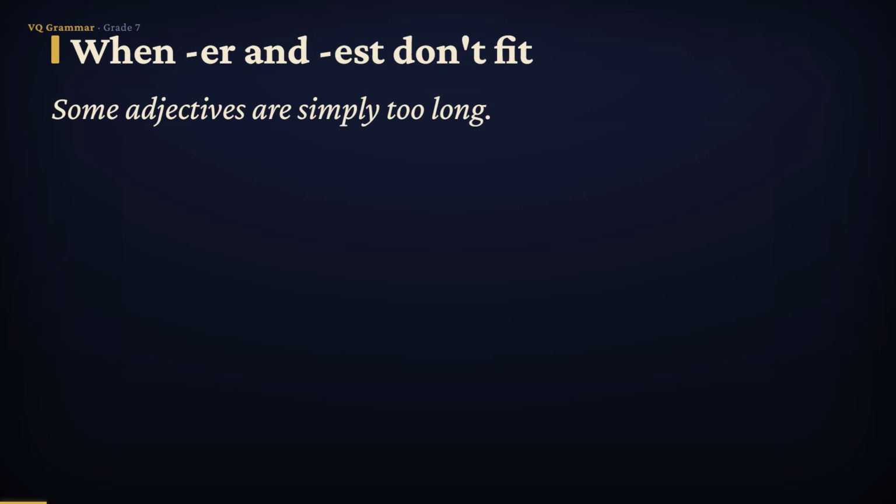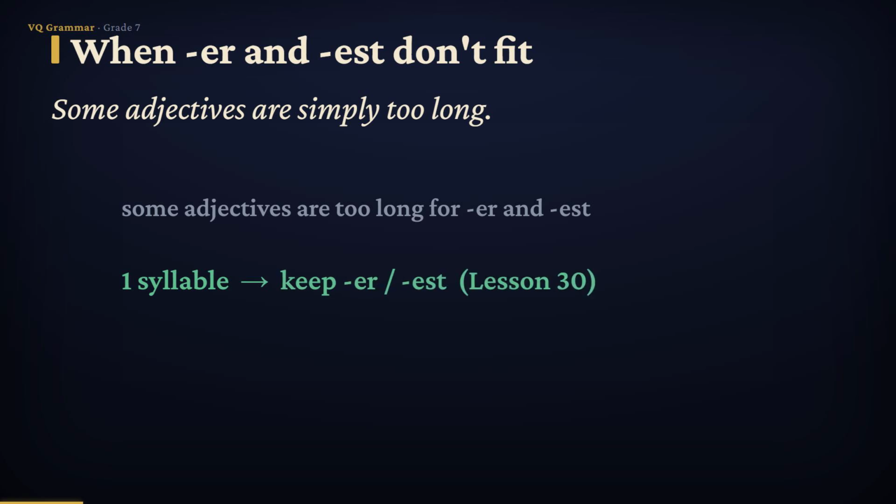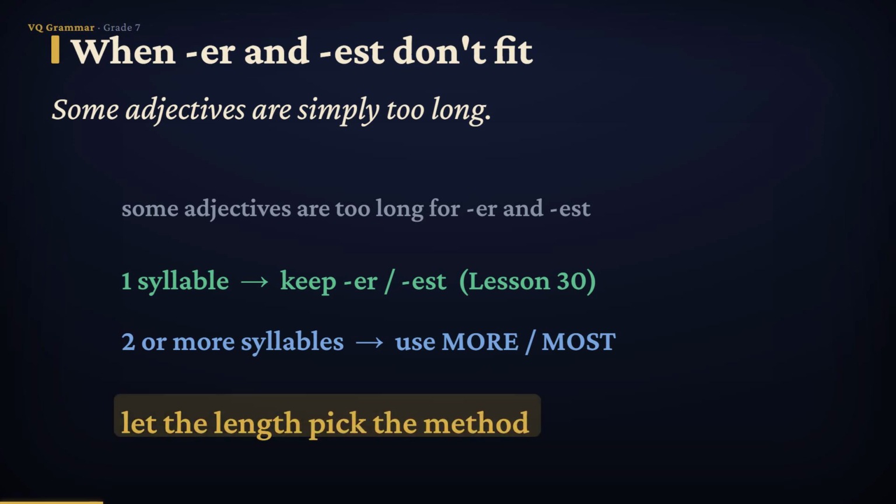In Lesson 30, you learned to add ER and EST to compare with short adjectives. But some adjectives are simply too long for ER and EST. Say tall, taller, tallest. That feels natural. Now try famous, famouser, famousest. That sounds clumsy, doesn't it? So for a one-syllable adjective, you keep adding ER and EST, just like before. But for an adjective with two or more syllables, you switch to two little helper words, more and most. Let the length of the word pick the method for you.